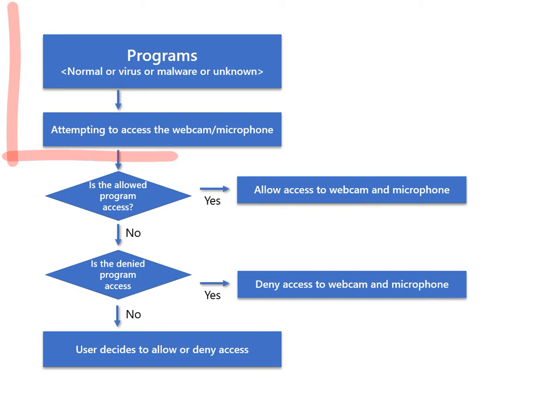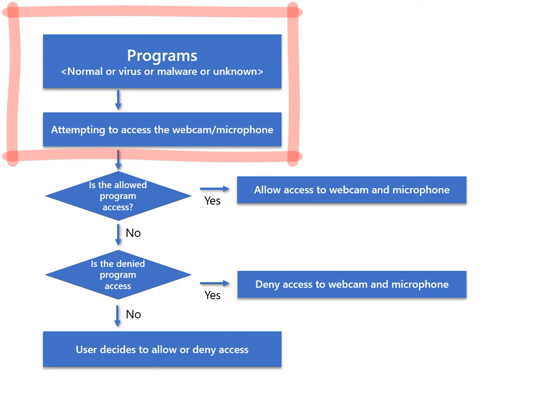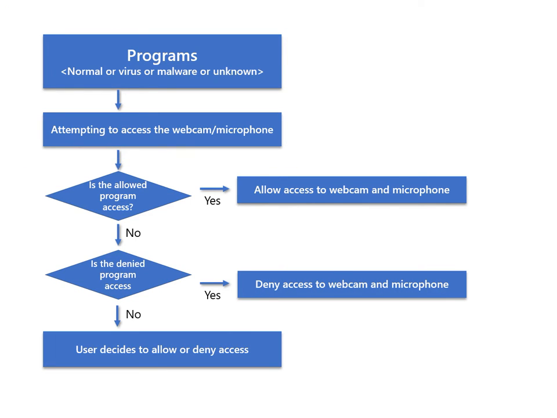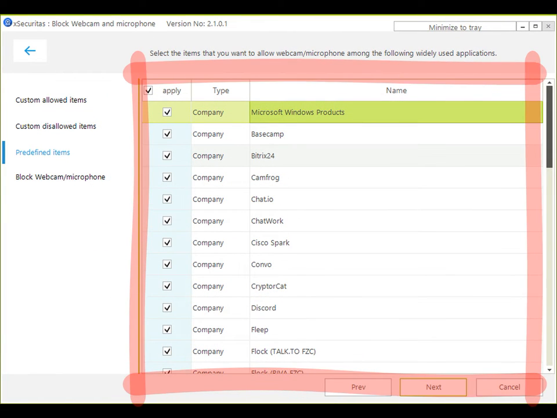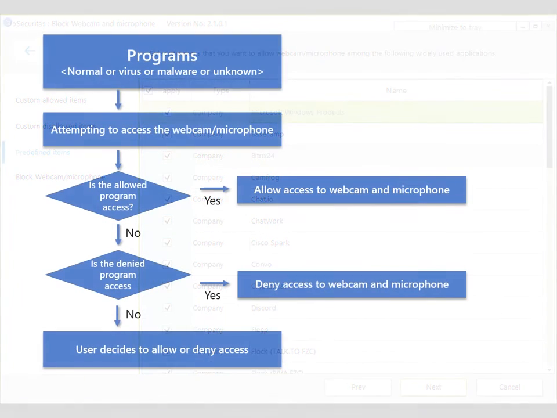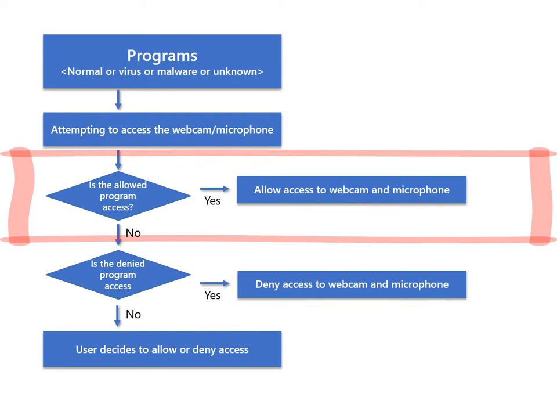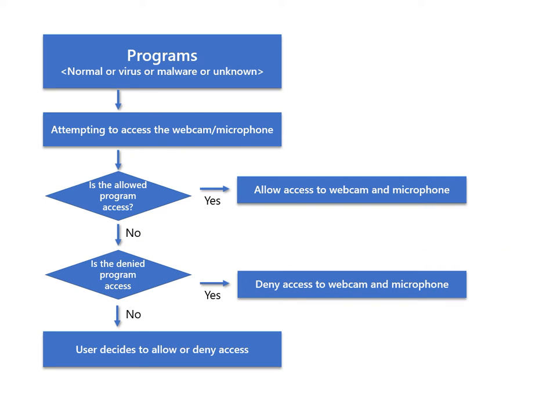When some program attempts to access your webcam or microphone, it first checks whether the program is already allowed. For your convenience, we have predefined programs that are mostly used as allowed programs. If an allowed program attempts to use a webcam or microphone, it is accepted.